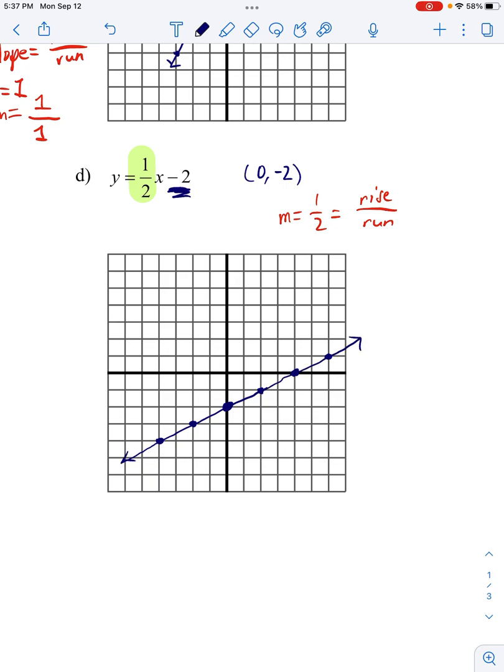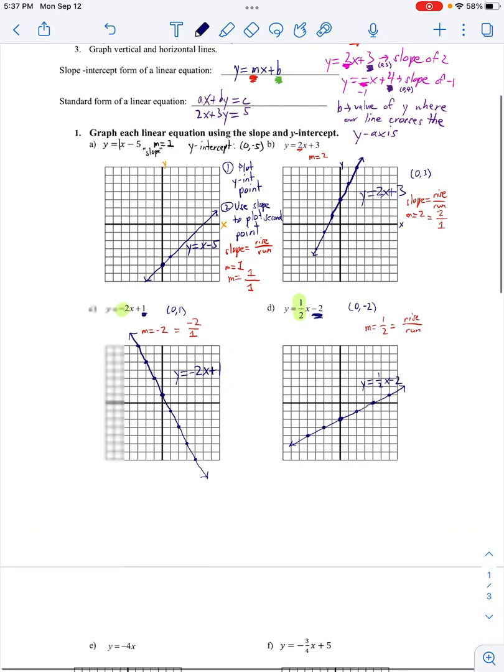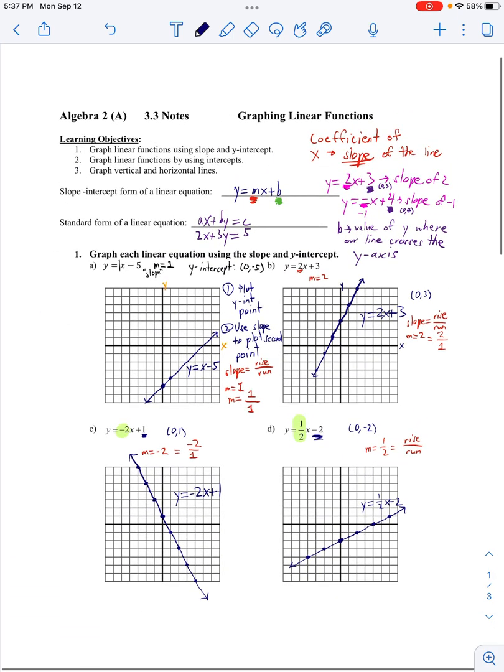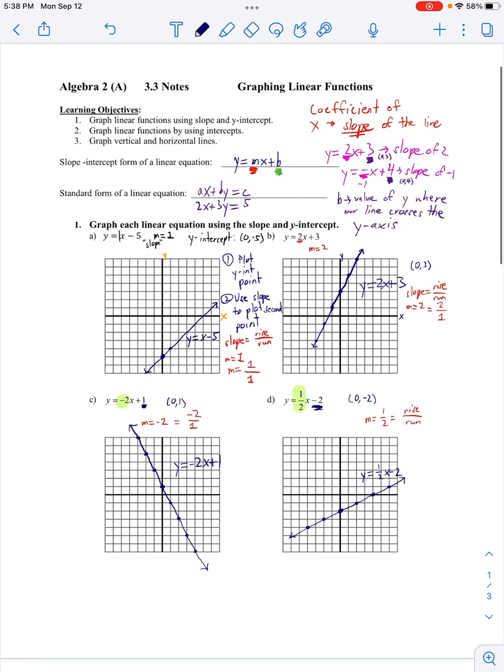All right, there's our line, y equals 1/2 x minus 2. There you go, and now I've got my part D graphed. So pause it, slow down, rewind, whatever you need to do.